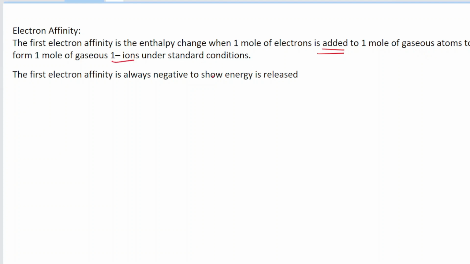If you remember from your AS level, ionization energy was exactly the opposite. It was when 1 mole of electrons is removed from 1 mole of gaseous atoms to form 1 mole of gaseous 1 positive ions. And this is literally the opposite of that.